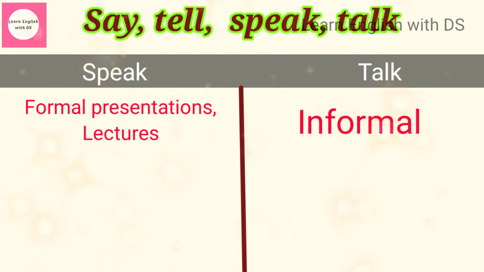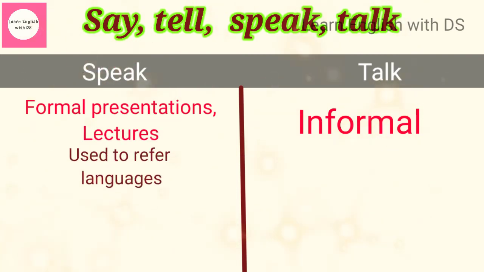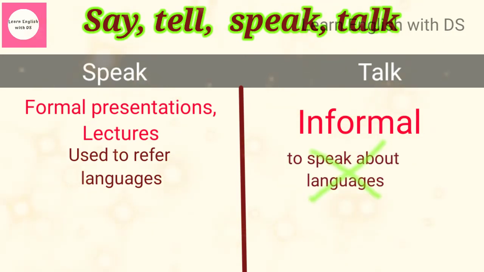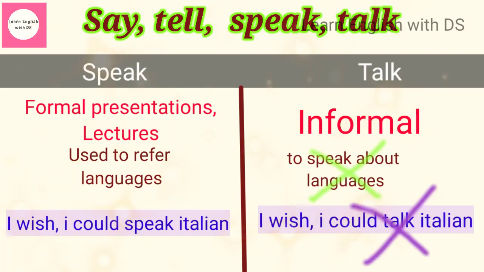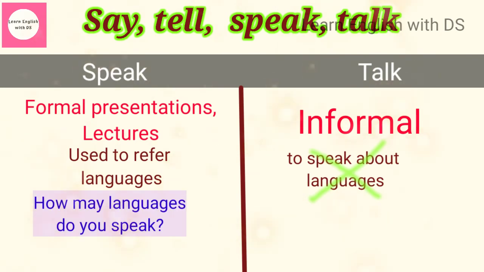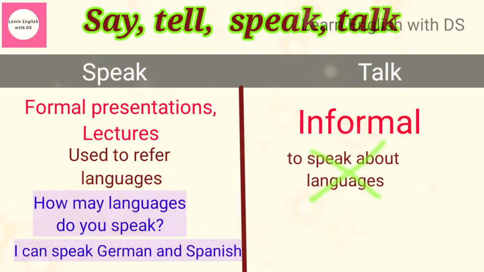When we refer to languages, we use speak. Talk cannot be used here. For example, I wish I could speak Italian. Not, I wish I could talk Italian. This is wrong to use. Some more examples are, how many languages do you speak? I can speak German and Spanish.